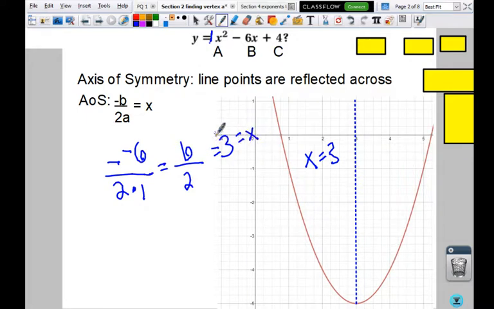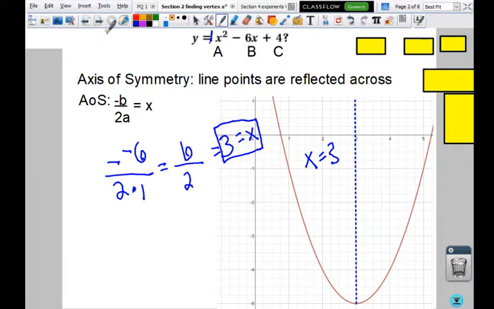axis of symmetry. Instead of having a graph and making it easy to find it, you want us to do it with just the numbers. The graph is just to check our work on this first couple problems. After this, no more graphs. So, x equals 3 by filling in negative b over 2 times a.